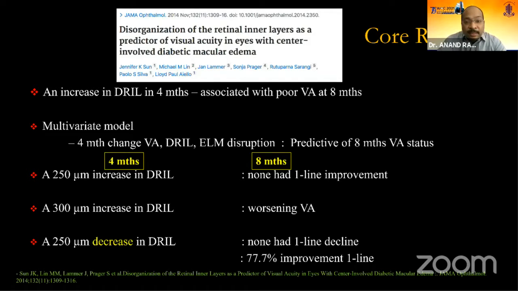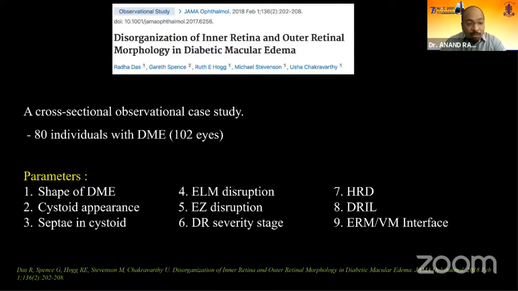Radha Das et al., from Usha Chakravarthy's group at Queen's University Belfast, looked at a cross-sectional observational study with 80 individuals. They looked at 9 different parameters.